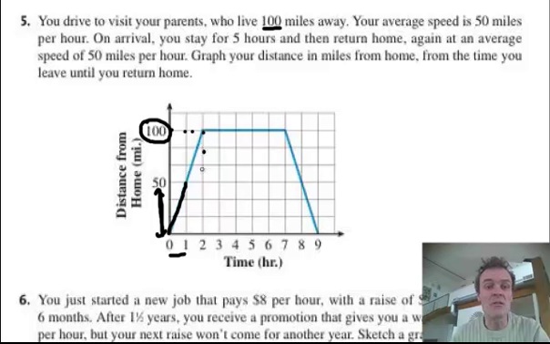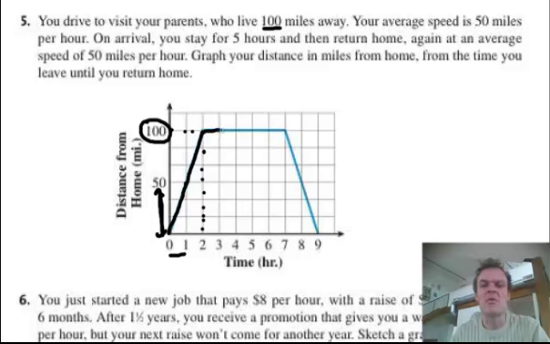After 2 hours, remember, that's the important thing, you've gone 100 miles. Well, that's still 50 miles an hour, isn't it? 50 miles an hour you're going. So think about this when you're trying to explain what's happening on a graph, okay? You're traveling at 50 miles an hour for the first 2 hours. You've gone 100 miles in 2 hours.